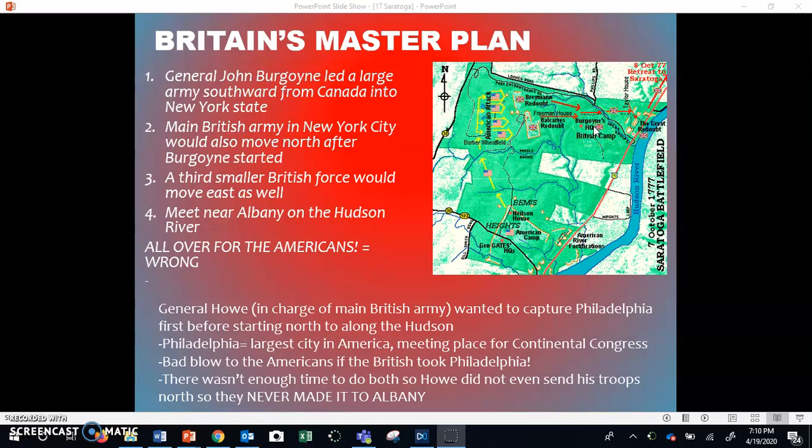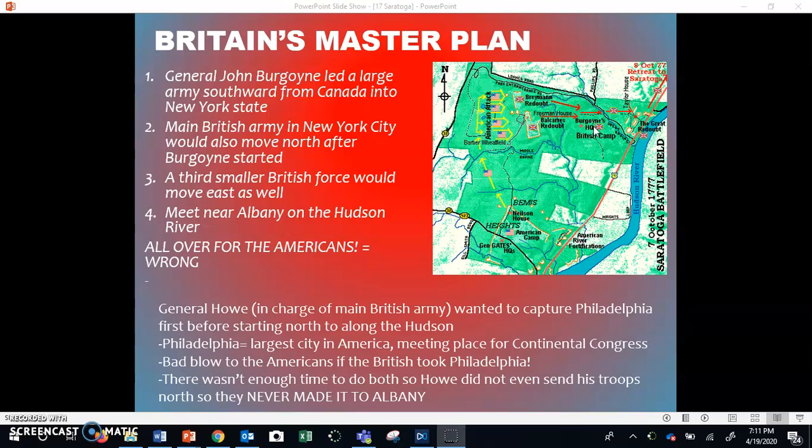Okay, so the plan was to meet near Albany on the Hudson River, all three of those British troops, because they wanted to cut the Continental Army off, take control of the Hudson River, and slowly and steadily beat the Continental Army. They believed it was going to be all over for those rebels, all over for those Americans, but they were wrong. Their plan goes terribly bad.